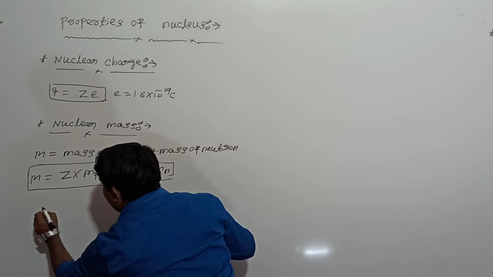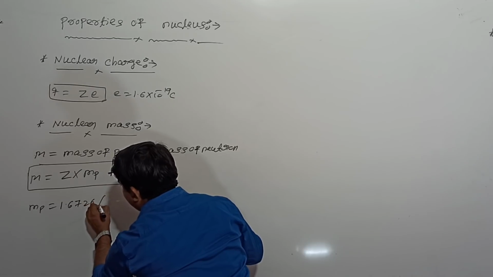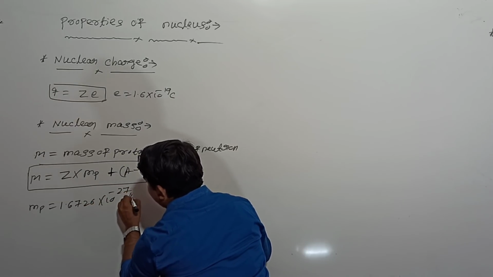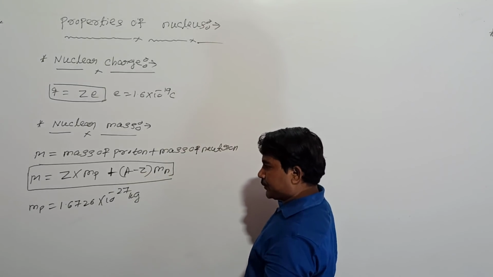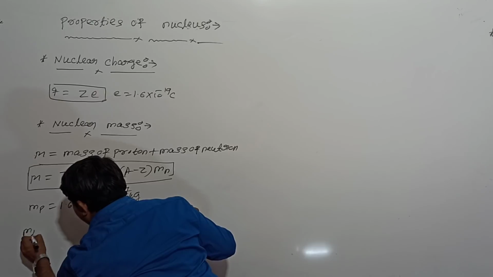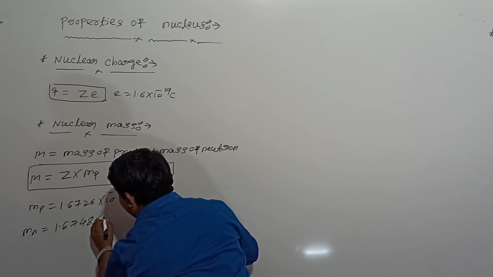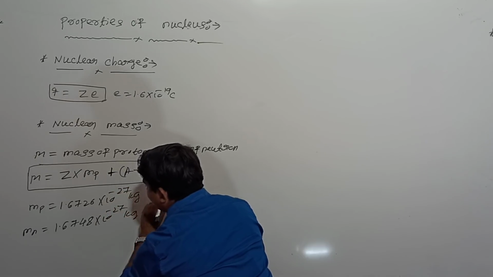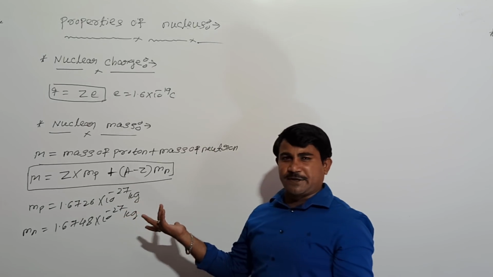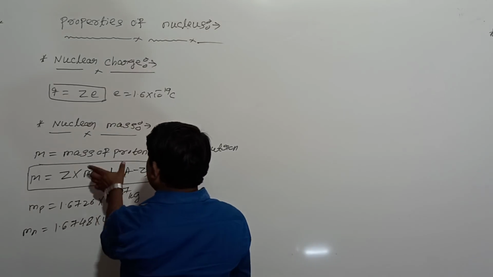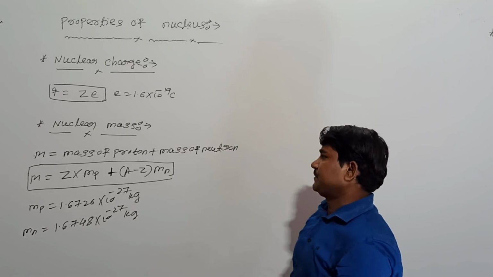We know that. What is the mass of the proton? Mass of the proton equal to 1.6726 into 10 raised to minus 27 kg. Right? Z is atomic number. A minus Z is number of neutrons. Then what is Mn? Mn represents mass of neutron. How much is it? 1.6748 into 10 raised to minus 27 kg. If you want it in terms of atomic mass unit, then you can represent it, doesn't matter. Simply, the nuclear mass is the sum of the masses of the protons and neutrons present inside the nucleus. That we are calling nuclear mass.